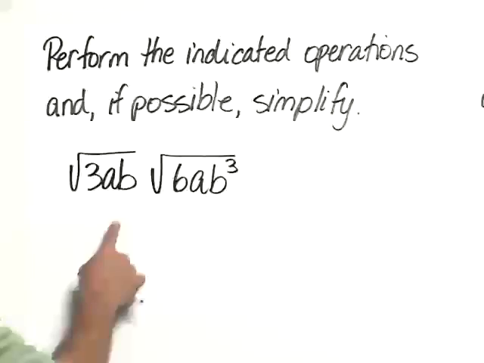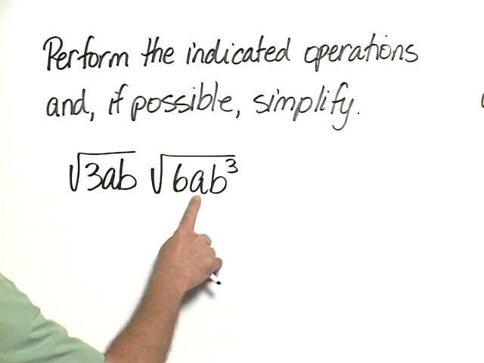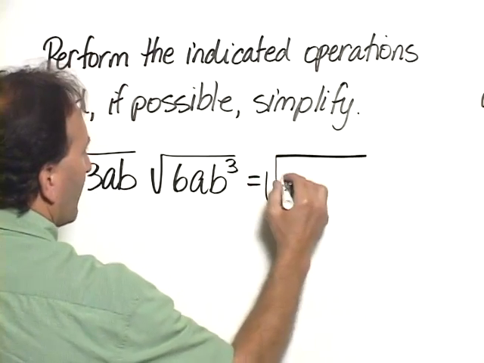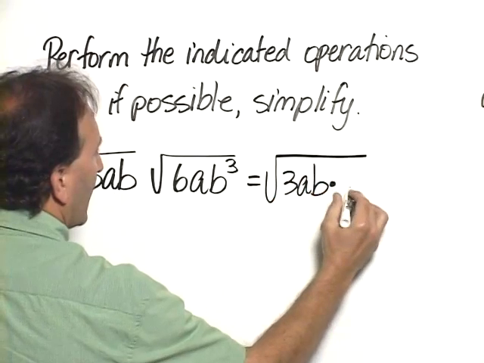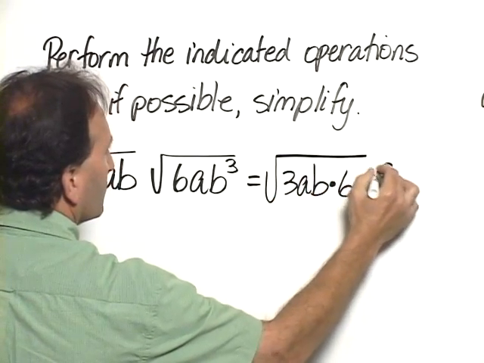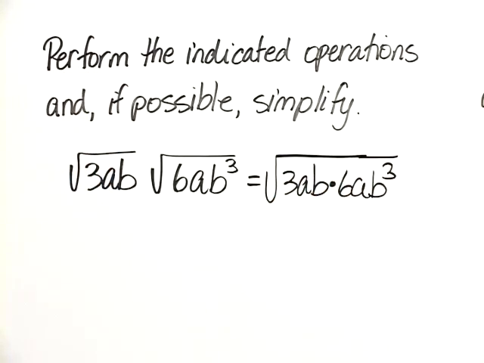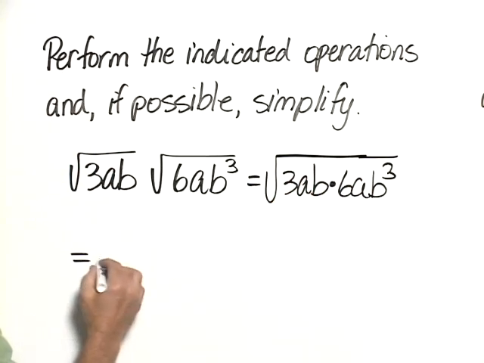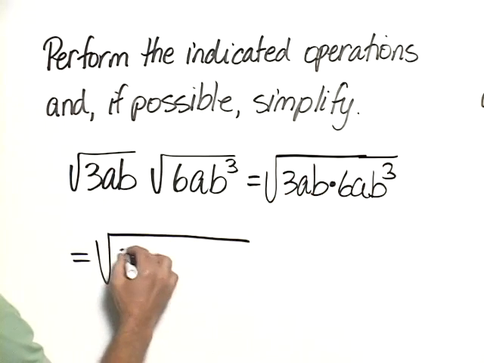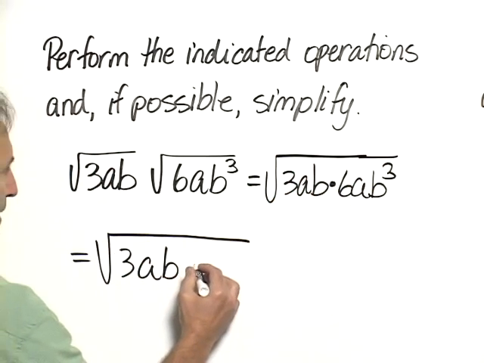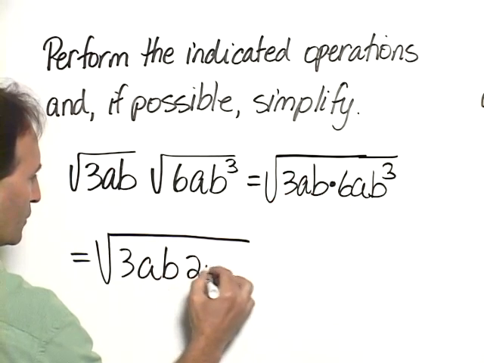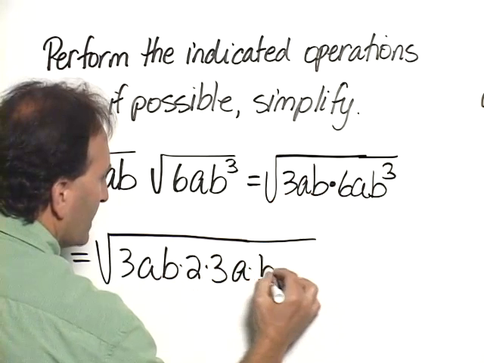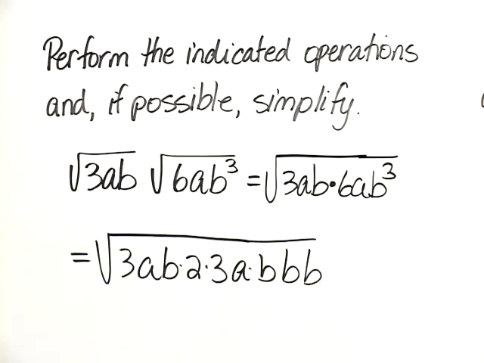We can multiply together the two radicands and put them underneath the same radical symbol. So we have 3ab times 6ab cubed, all under the square root symbol. Let's factor out each of these expressions, and we would have 3ab times 2 times 3 times a times b times b times b.